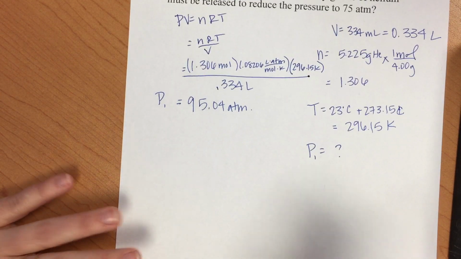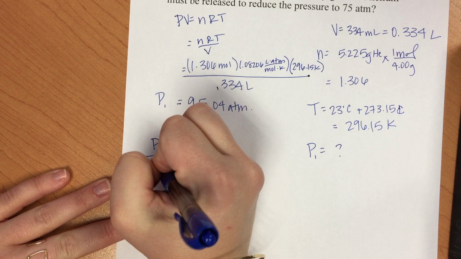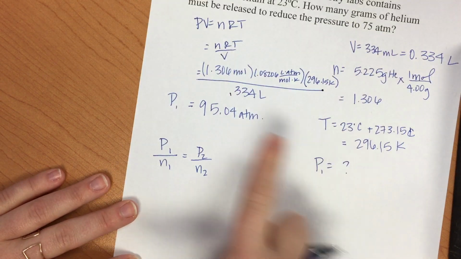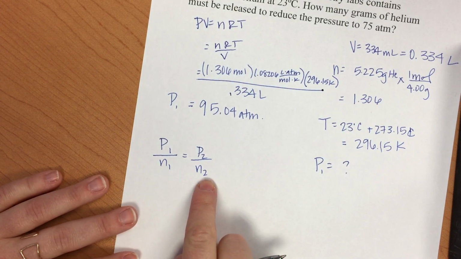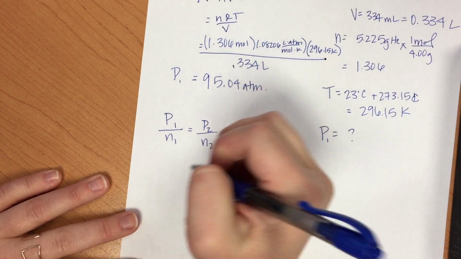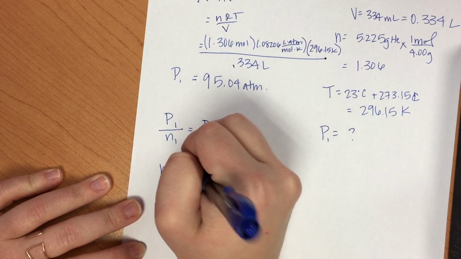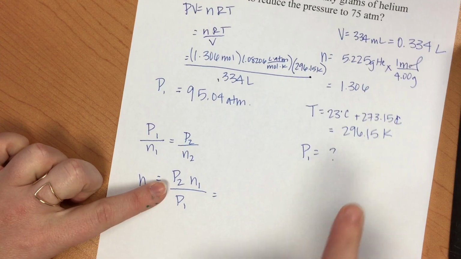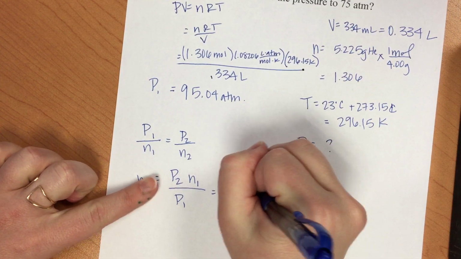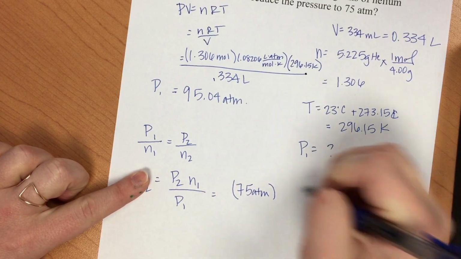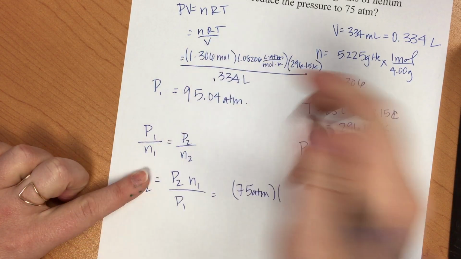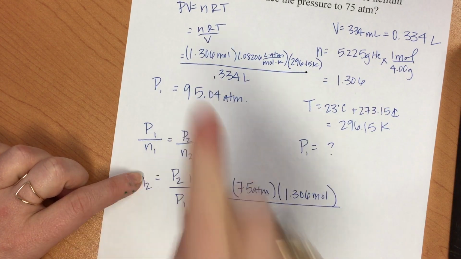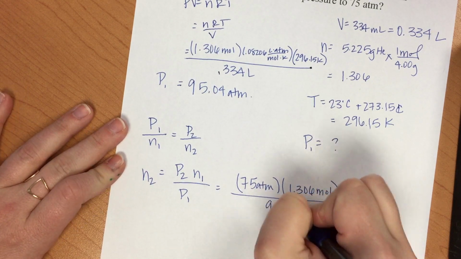Now, if we remember that P1 over N1 is equal to P2 over N2, we have a P2, we have a P1, we have an N1, and we can solve for N2. So in this case, we would end up with N2 equals P2 N1 over P1. Pressure 2 is our 75 atmospheres times our first moles, which is 1.306, divided by our pressure 1, which is 95.04 atmospheres.